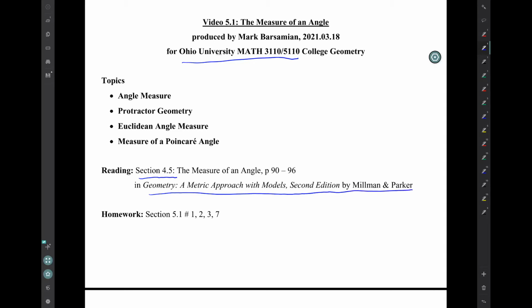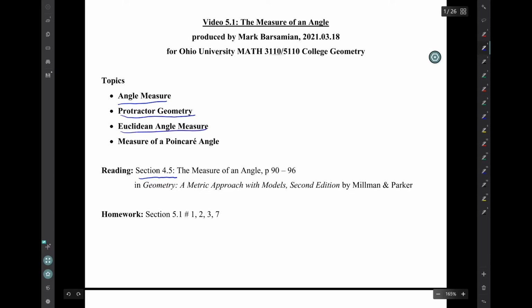The corresponding homework is this short selection of only 4 exercises from section 5.1, but they are actually rather tedious exercises. The topics we'll be discussing are angle measure, protractor geometries, Euclidean angle measure, and finally the measure of a Poincaré angle.